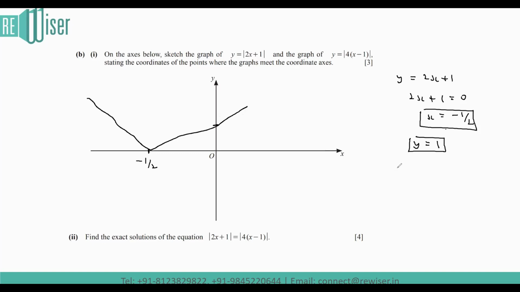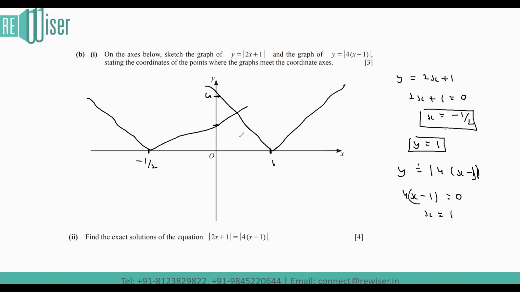Now, for the second equation, they have given y is equal to modulus of 4 of x minus 1. We'll do the same thing again. So we got 4 of x minus 1 equals 0. So we got x equals 1. So the curve will be centered at x equals 1 here. And again, if I put x as 0, it will be minus 4 in that case, but since it's mod, it will be cutting the axis at 4 over here. So from here, we'll draw a V-shaped graph like this, and that's the correct answer for B part 1.